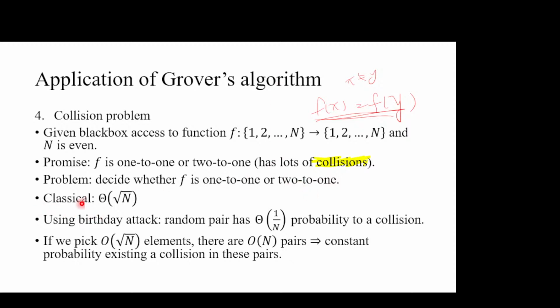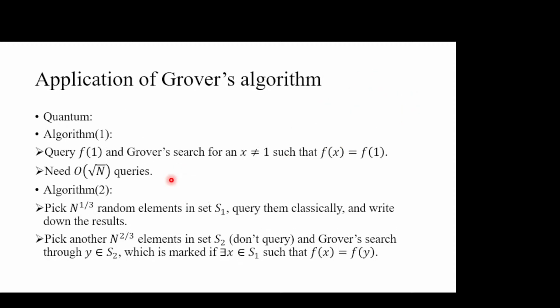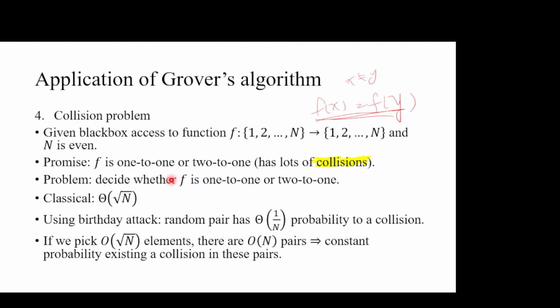And classically, this can be done in theta square root n time, using the birthday attack. Basically, any random pair has a theta 1 over n probability to be a collision. Then if you just pick square root n elements, there are order n pairs, so there will be a pretty good probability to find a collision in these pairs. Okay, so that's classical.